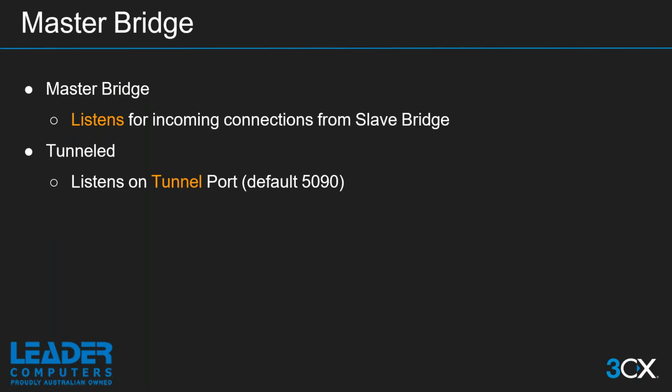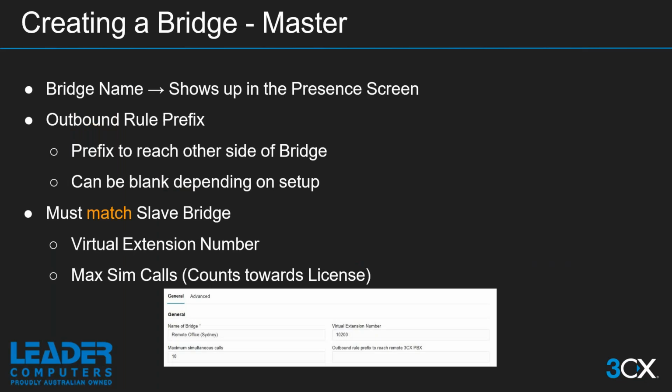So the master bridge listens for incoming connections from the slave bridge, tunneled through port 5090, and you create a master bridge. The bridge name shows up on the present screen. And for the outbound rule prefix, there are certain things you need to configure so that master bridge A can reach slave bridge B, or 3CX A and 3CX B. So you need to put a prefix to reach the other side of the bridge, and it can be blank depending on the setup.